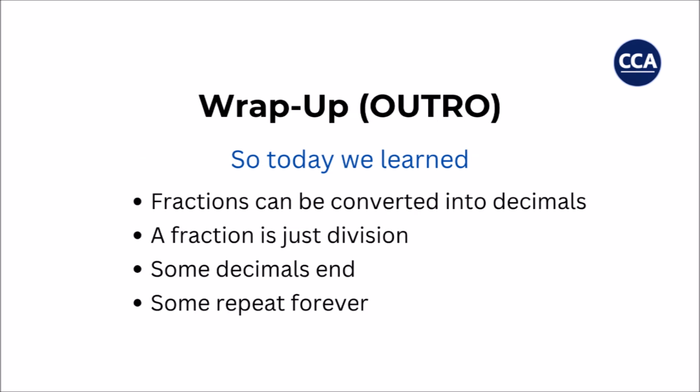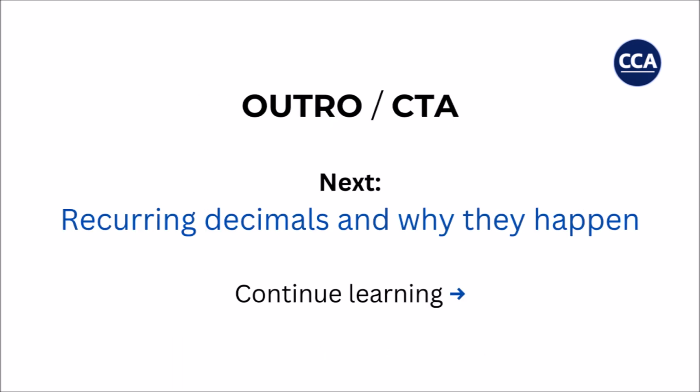So today we learned. Fractions can be converted into decimals. A fraction is just division. Some decimals end, and some repeat forever. Now that you understand how fractions become decimals, the next question is, why do some decimals never stop? Watch the next video to understand recurring decimals in detail, and why they happen.